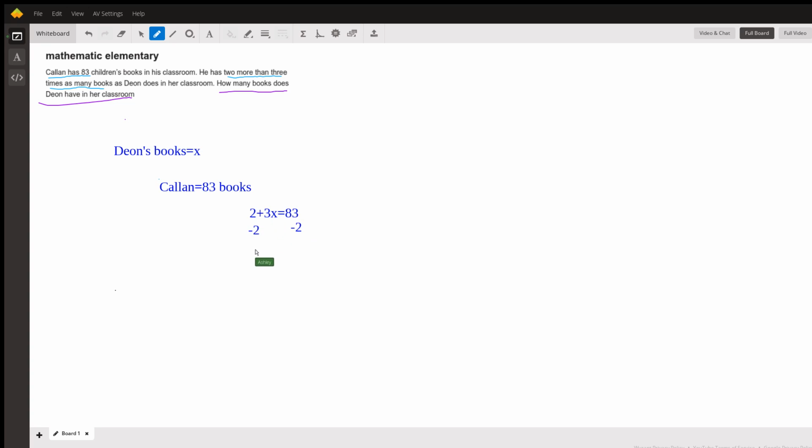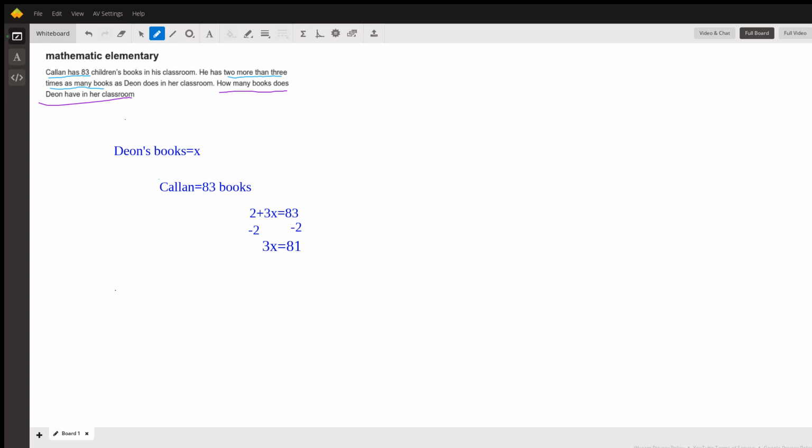So 2 minus 2 is going to be 0. And then we're going to have the 3x still. And then we're going to have 83 minus 2. 83 minus 2 is going to be 81. So now we have 3x equals 81.